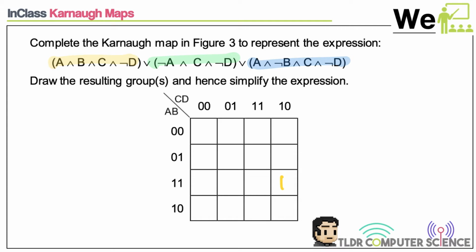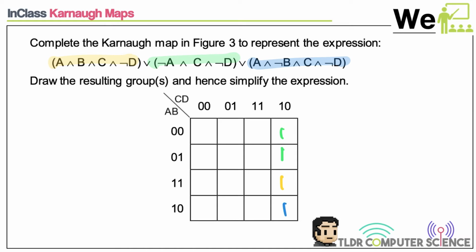The next one is not A, so not A meaning it's either of these two, so it could be in either of these rows, and C, so one of those, and not D, so I think it's going to be, we've got not D there, and then not A could be these two, and C, and not D, so I think it's those two. And then we've got A and not B. So A and not B is on this row, and C and not D is on this row.